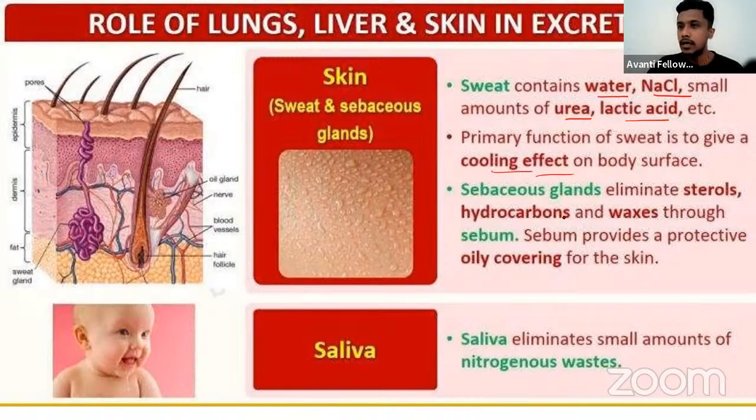Our skin is also embedded with glands called sebaceous glands, or oil secreting glands. They secrete sterols, hydrocarbons and waxes in the form of sebum. This sebum is the oily coating on your skin or face. It gives an oily covering to your skin, which helps in protection against some common infections. Finally, saliva produced in our mouth has lysozymic activity, and along with that it also helps in elimination of nitrogenous waste.